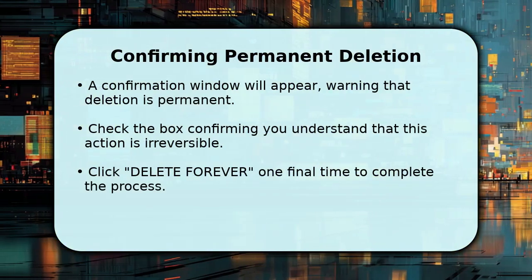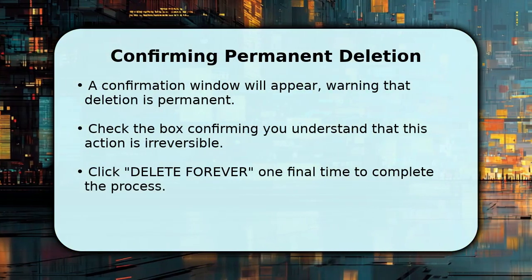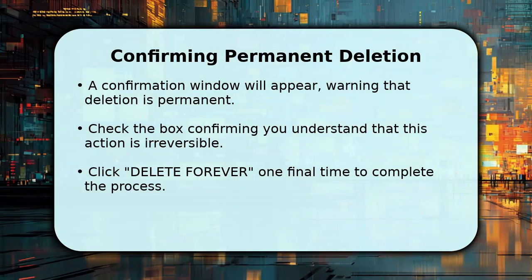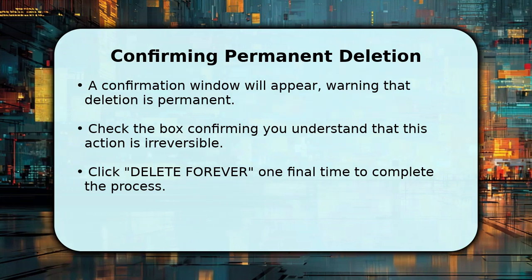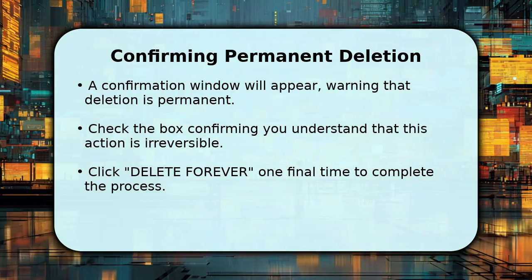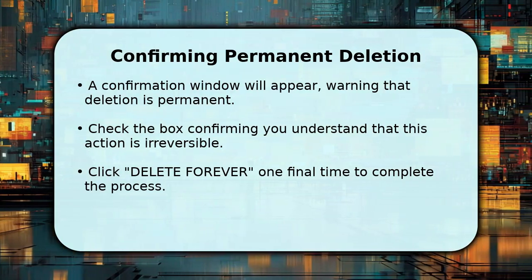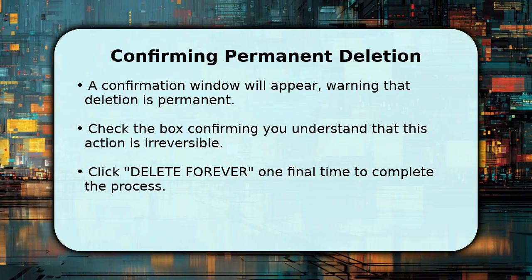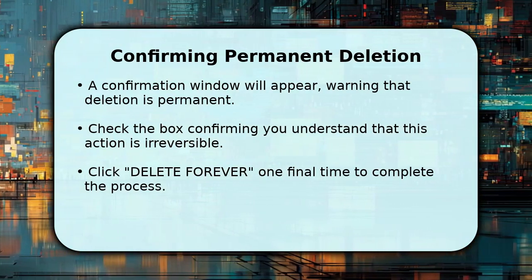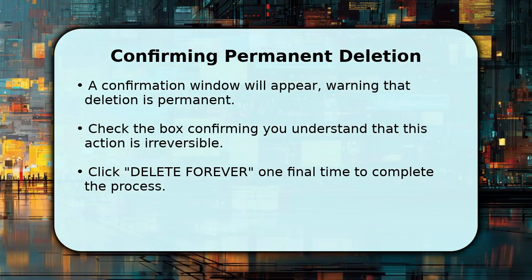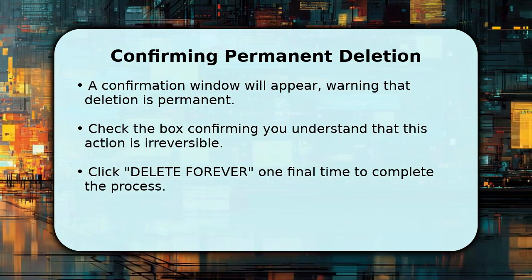After selecting Delete Forever, a critical confirmation window will pop up on your screen. This window explicitly warns you that deleting a video is a permanent action, and you cannot recover it later. Read the warning carefully, then check the small box to confirm you understand its irreversible nature. Finally, click the prominent Delete Forever button again to permanently remove your video from YouTube. Always double-check your selection to avoid accidental deletions.